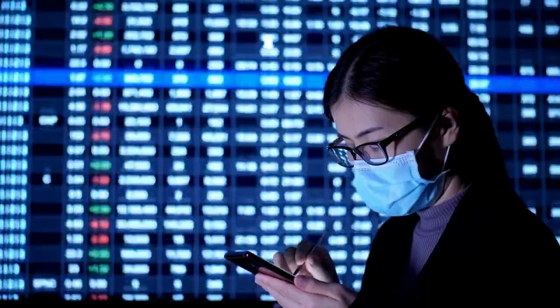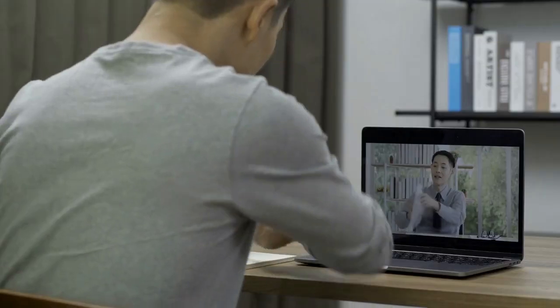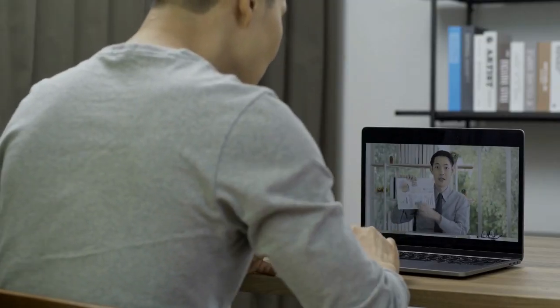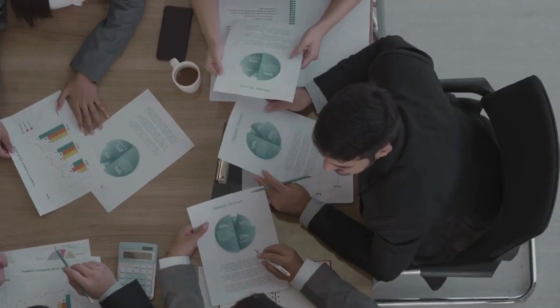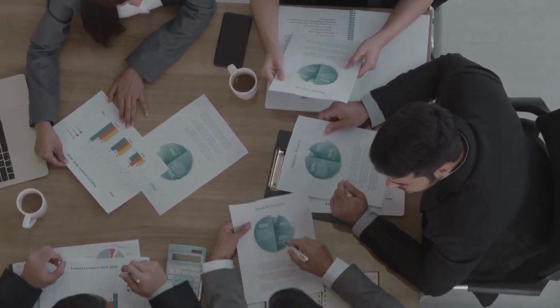Utilizing financial news, research tools, and market analysis helps investors stay ahead of the curve. Continuous learning through webinars, books, or financial education courses can enhance investment strategies, ensuring that you're always equipped with the knowledge to adapt to new market trends and opportunities.